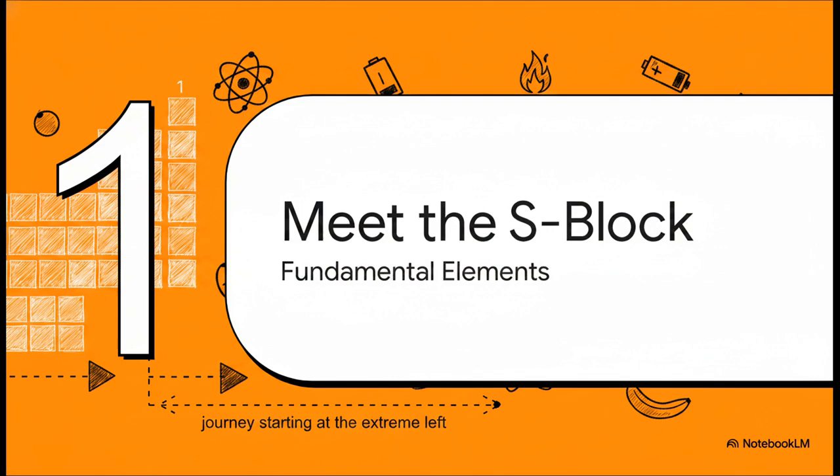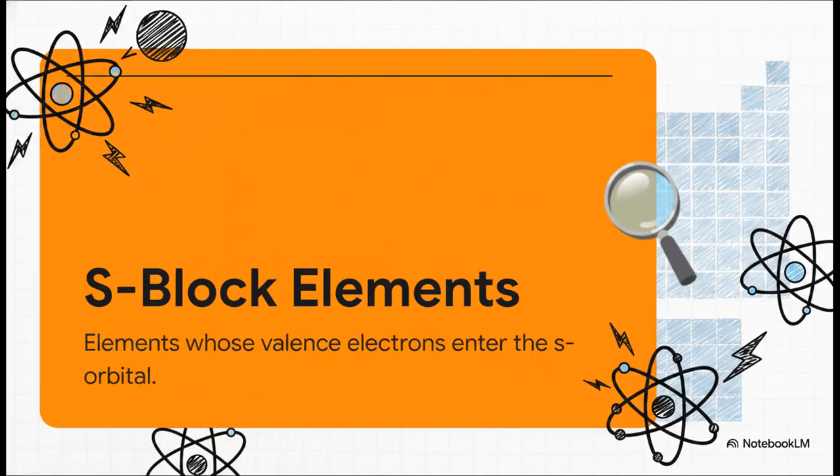Meet the s block elements. So the term s block isn't just some random label. It tells us exactly where the outermost valence electrons live, the s orbital. And this single atomic trait, just where that final electron gets placed, dictates almost everything about how these elements behave. It's what makes them some of the most highly reactive elements in existence.